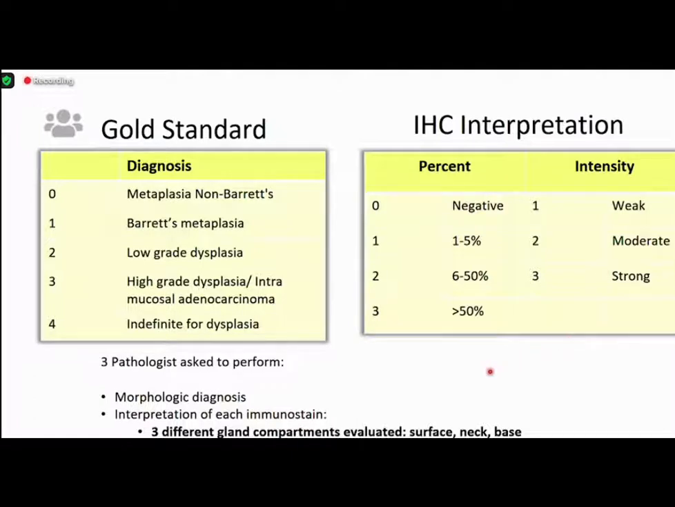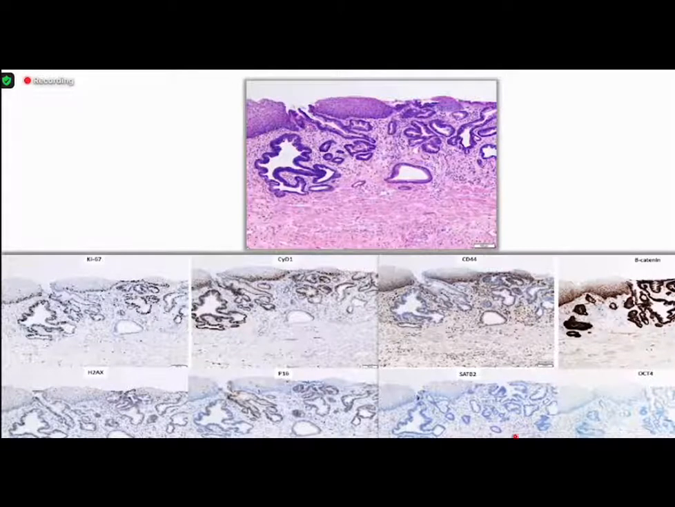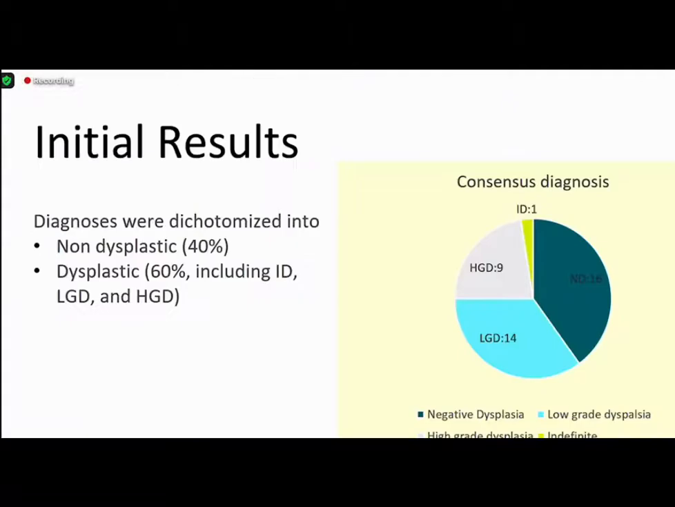And we asked three pathologists to perform a morphologic diagnosis individually and do an interpretation of all the 8 selected markers in 3 compartments, such as the surface compartment, neck, and the base of the glands, along with the percentage of the nuclei that are staining and intensity. So here is an example out of those 40 cases where we can see the H&E slide and then the simultaneous IHC slide for all the 8 markers. And for these 8 markers, like I said previously, we did the percentage and intensity, and we measured for the surface compartment, neck compartment, and the base of the glands.